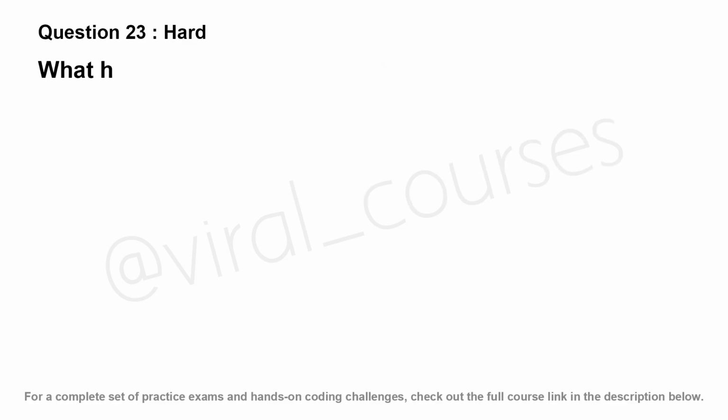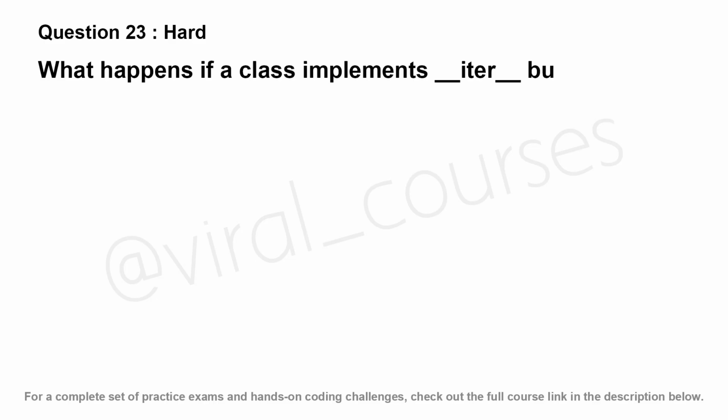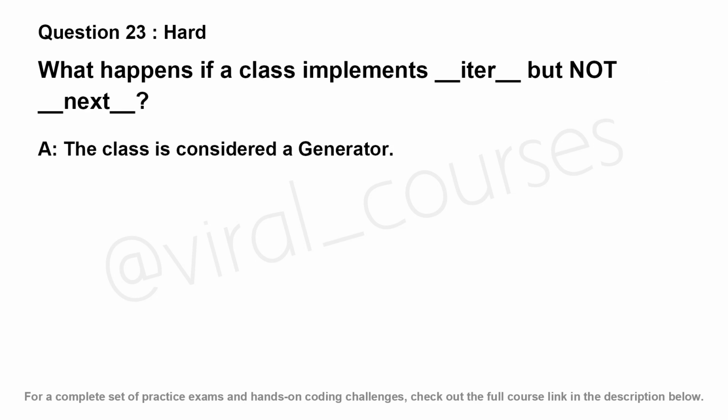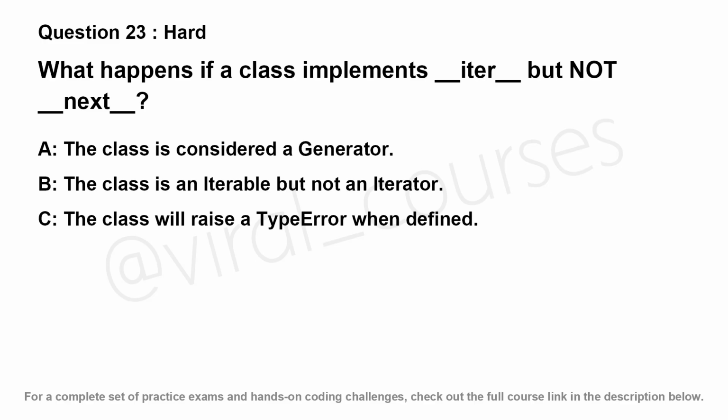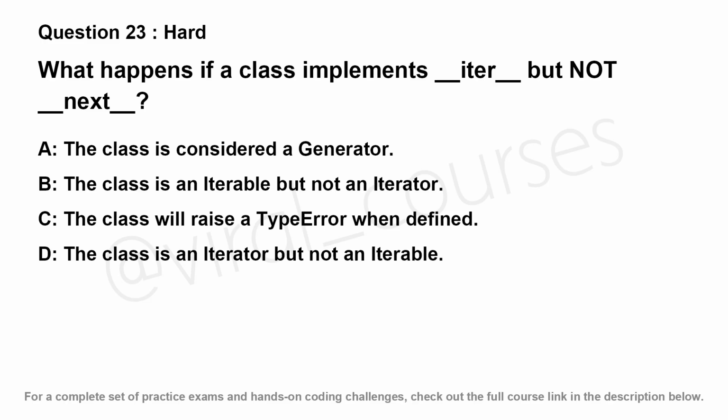What happens if a class implements __iter__ but not __next__? Option A. The class is considered a generator. Option B. The class is an iterable but not an iterator. Option C. The class will raise a TypeError when defined. Option D. The class is an iterator but not an iterable.